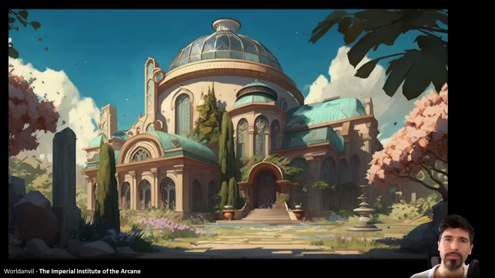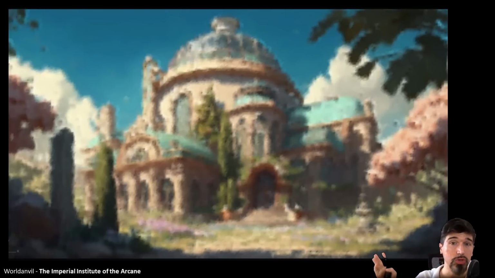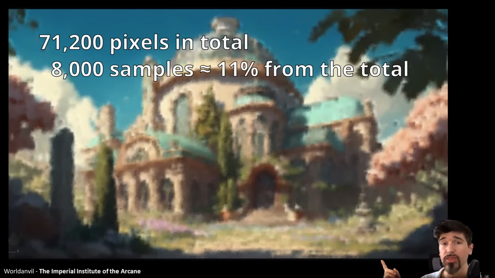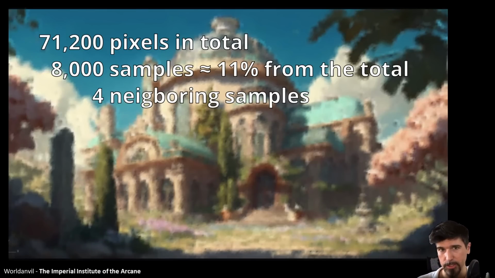Now, since I already made the algorithm for Irradiance caching, I found this beautiful representation in the Arcane style, which is, in my opinion, the best looking stylistic representation in animation, and got this result, which was generated using the Irradiance Gradients algorithm we just explored. It colors around 70,000 pixels using only 8,000 samples, with interpolation based on 4 neighboring samples per pixel.